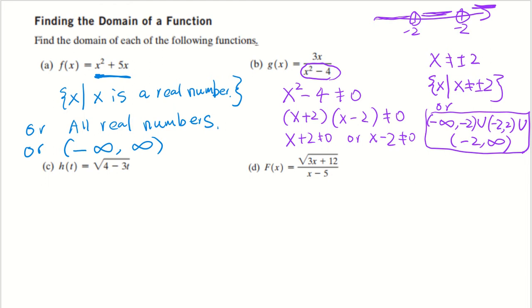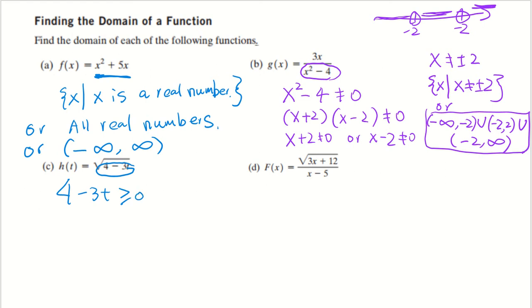Okay, now let's look at the third one. Find the domain of the function h of t equals square root of 4 minus 3t. So for this problem, this number 4 minus 3t is underneath the square root. We know the number underneath the square root cannot be negative, right? In other words, 4 minus 3t, this value should always be positive or 0. So greater than or equal to 0.